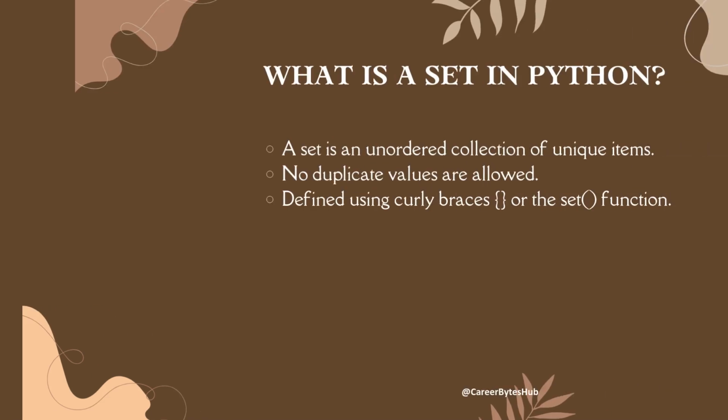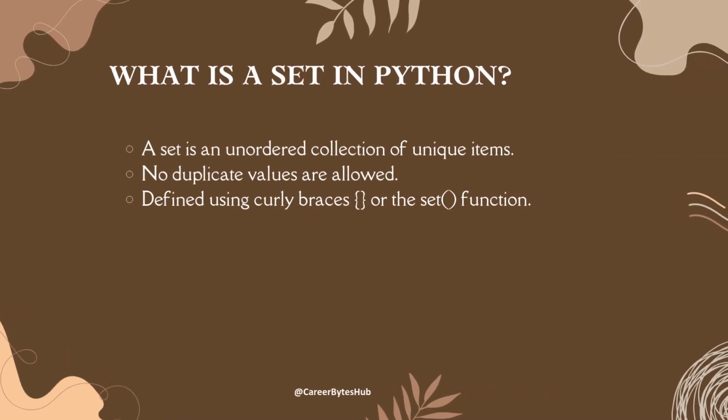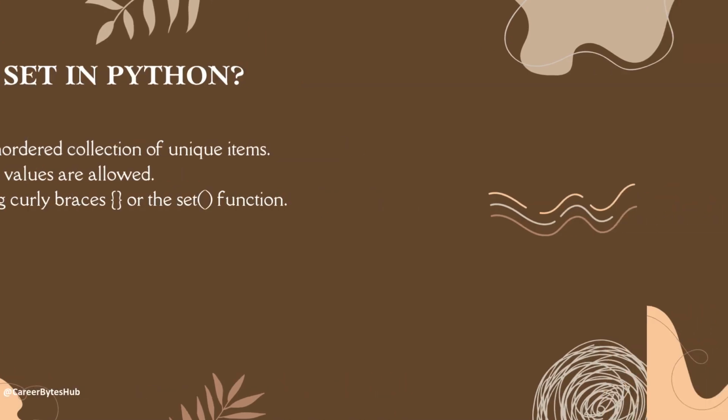A Python set is a collection of unique, unordered items. This means sets automatically remove duplicates, making them useful for handling distinct data values. Unlike lists and dictionaries, which are ordered, sets do not guarantee a specific order. Sets can be created using curly braces, or the set function.